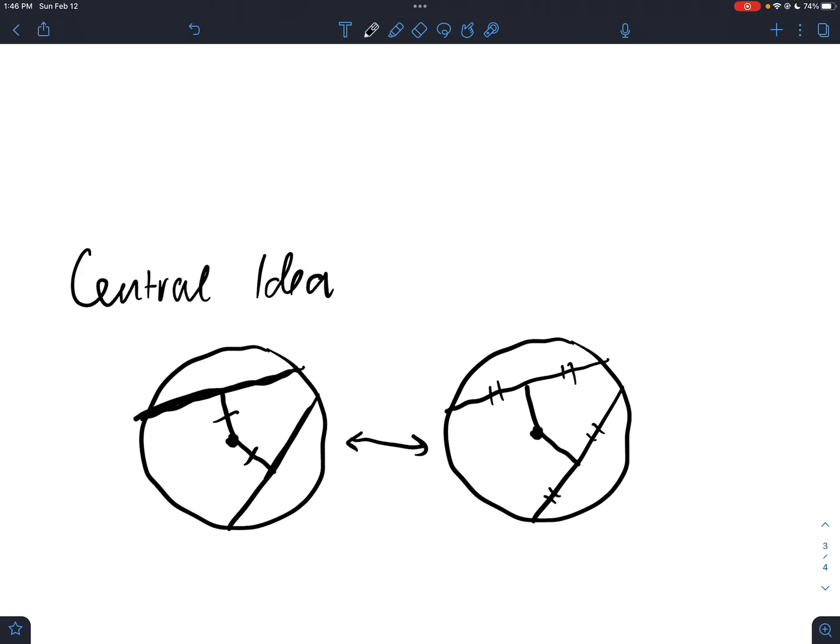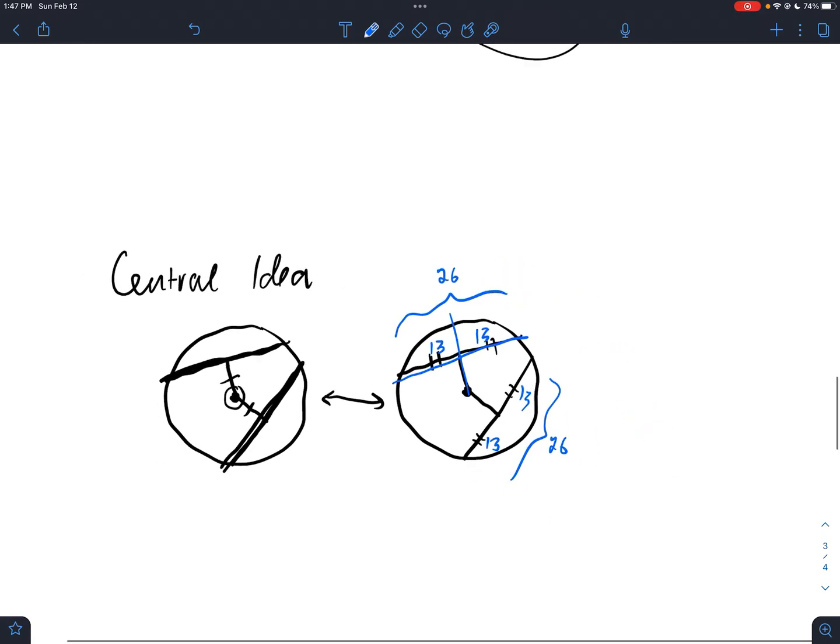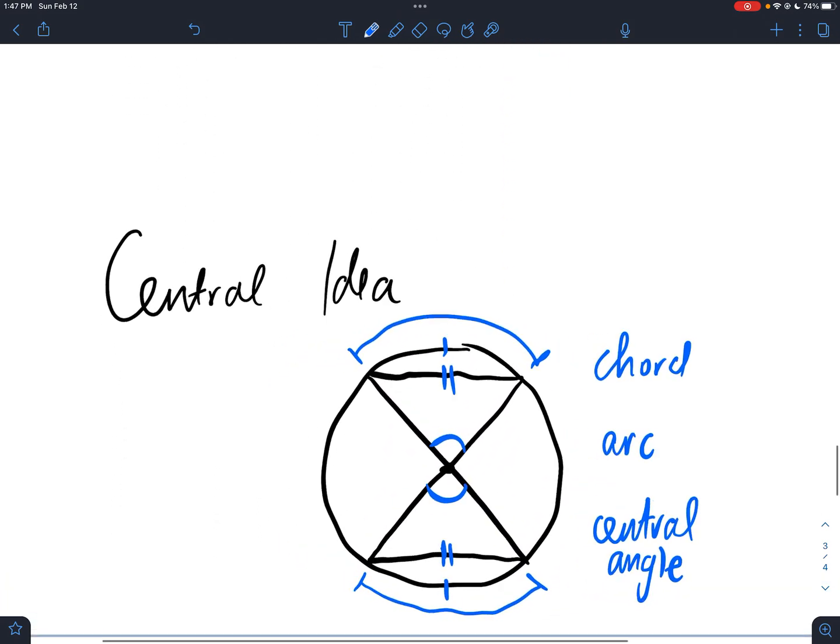Another central idea, the equidistant chord theorem, which says that if these chords are the same distance away from the center, then they're equal in length. Okay? And in fact, they are bisected too, because it does make that T shape, right? But we know that if this was like 26, then this would be 26, and these would all be 13. And if the chords are 26, they're the same distance from the center as well. Okay, so equidistant chords have the same length.